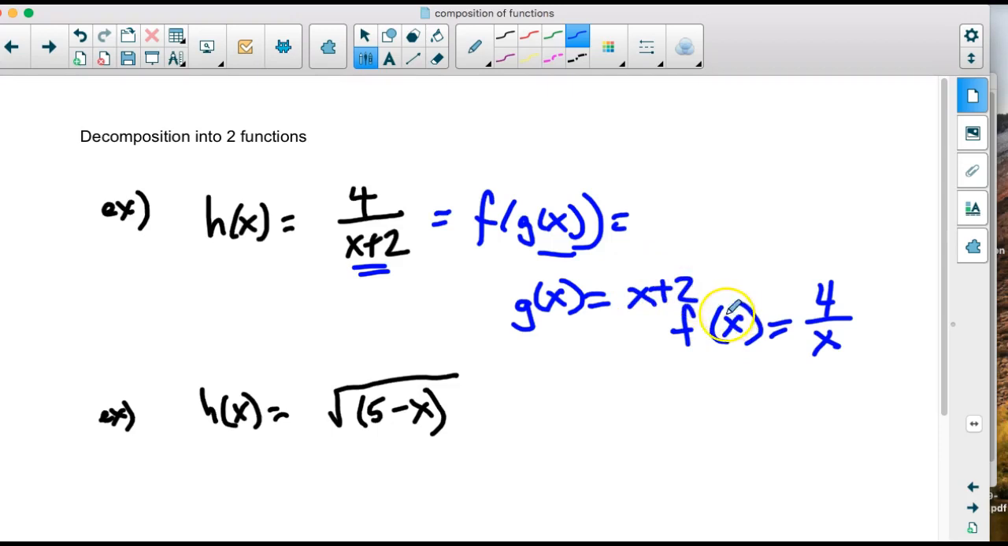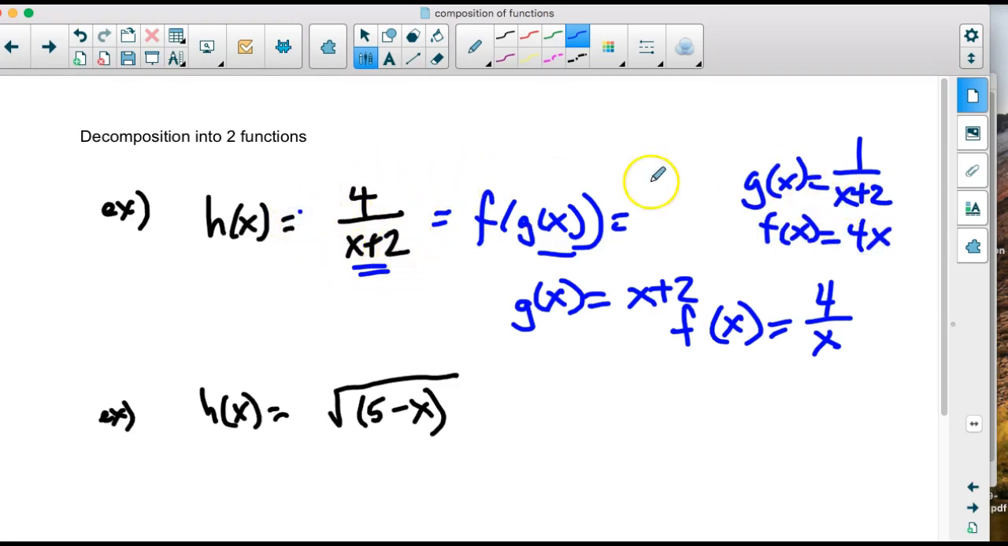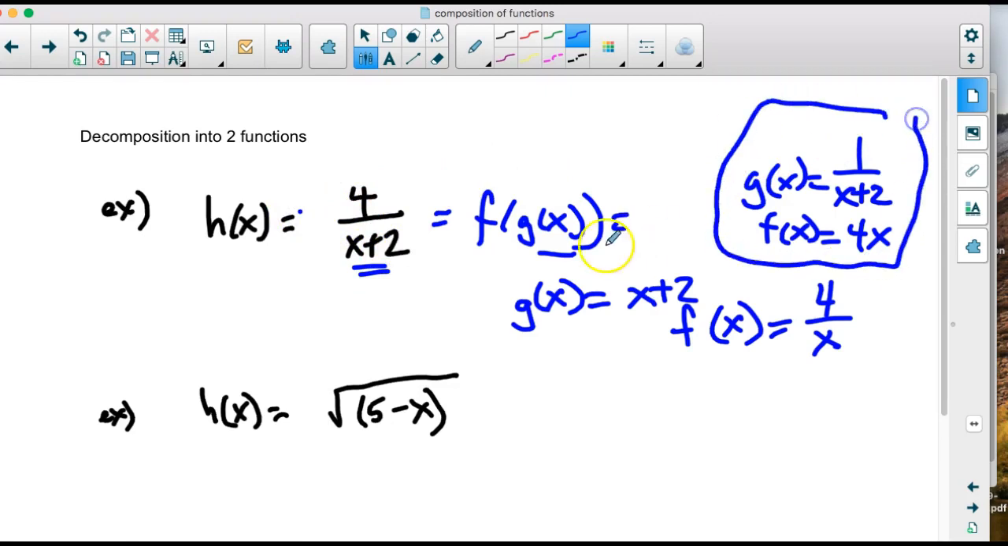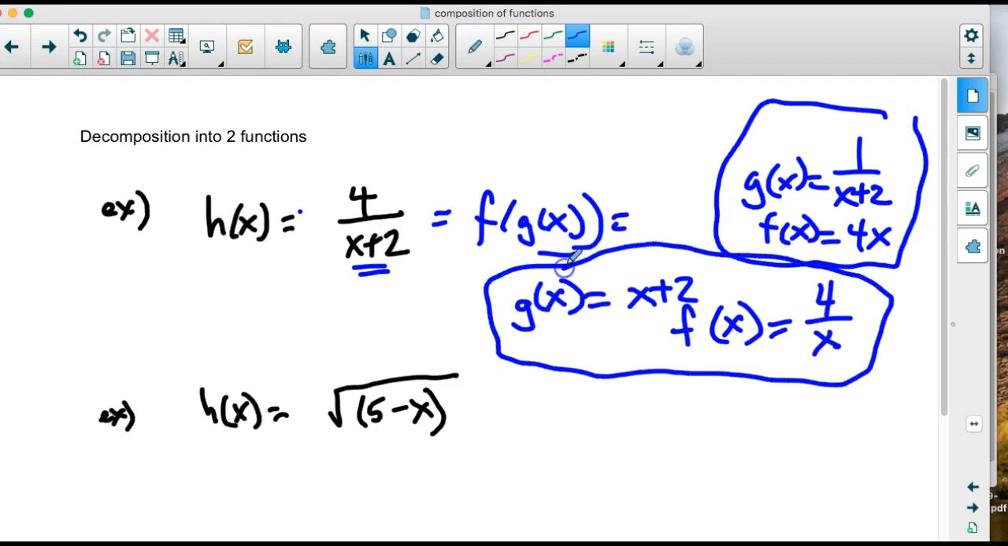That's one choice. You could also say that g of x is 1 over x plus 2, and then f of x is just 4x, multiplying by 4. After that, we could take this 4 out and just put the whole thing. So there are 2 different correct answers here. You could have written it this way or this way. Those are both correct. All right.